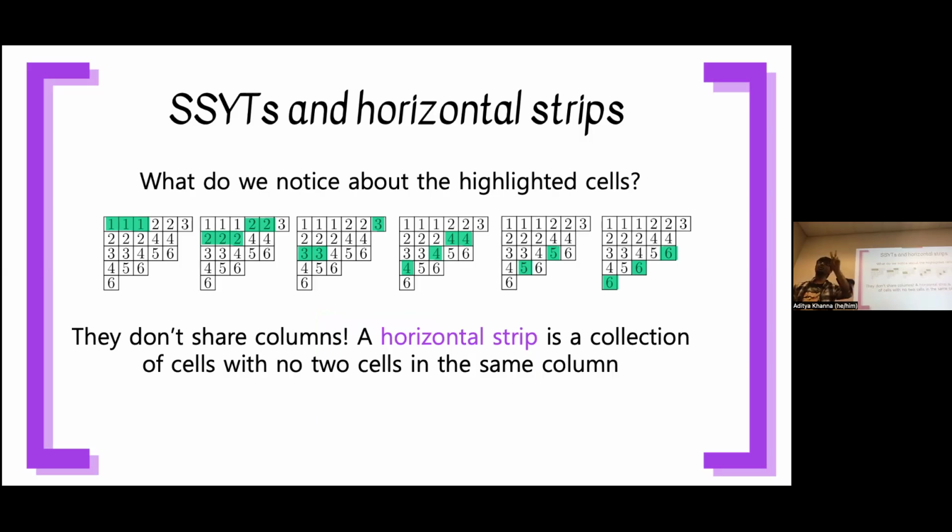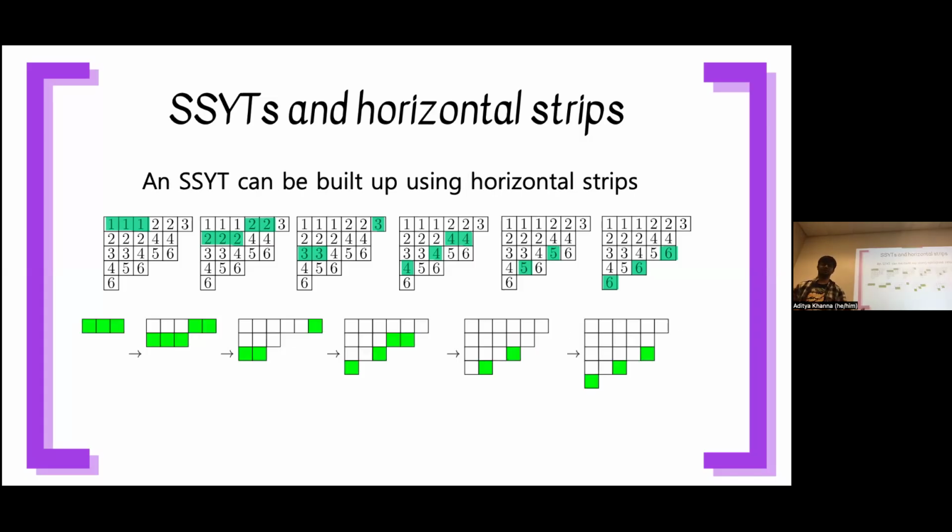So there were two conditions on semi-standard Young tableau, right? They were weakly increasing left to right. They were strictly increasing like this. And those two conditions are exactly captured in those answers. So the strictly increasing condition is this. They don't share any columns, and we call this a horizontal strip. So let's make our tableau using horizontal strips.